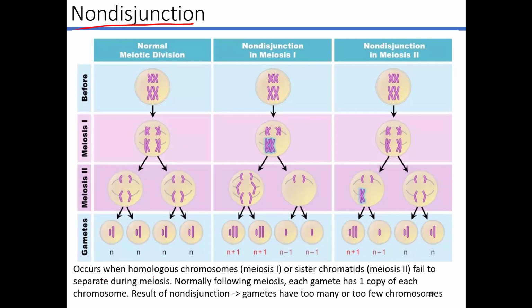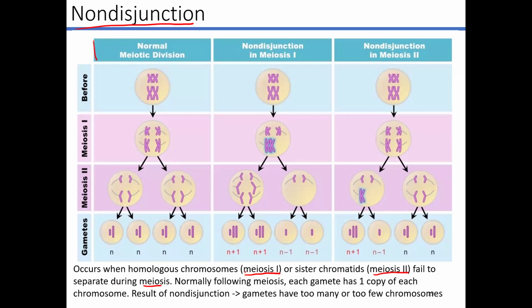Non-disjunction occurs when homologous chromosomes in meiosis 1 or sister chromatids in meiosis 2 fail to separate during meiosis. Normally, following meiosis, each gamete has one copy of each chromosome. As a result of non-disjunction, gametes are either going to have too many or too few.